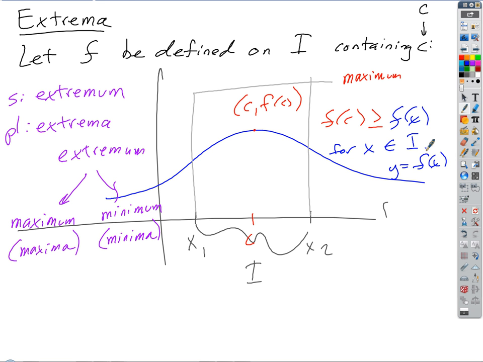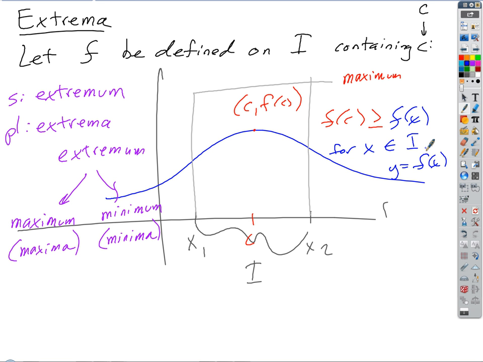If we want to say it with words, x is an element of I is what that says mathematically. We don't have to be that fancy. We just have to say for all x values on the interval, right? It's a maximum if the value of the function there is greater than or equal to all values of the function on that interval, all values of x.